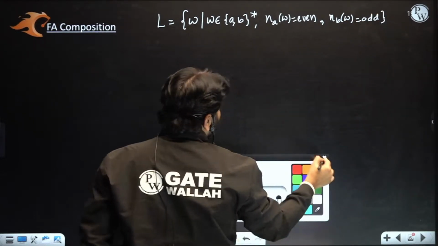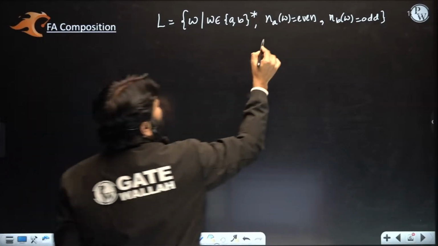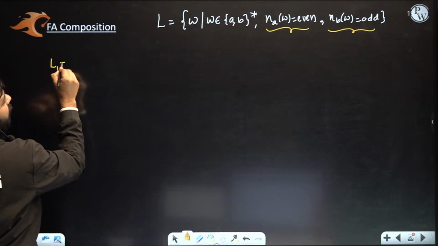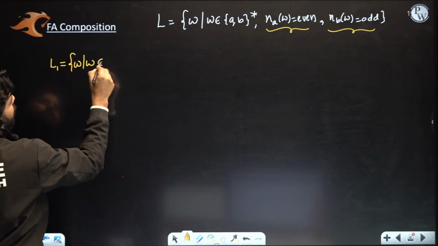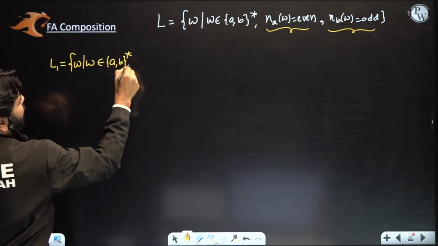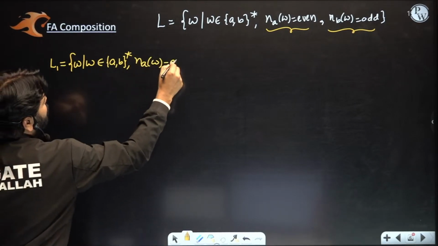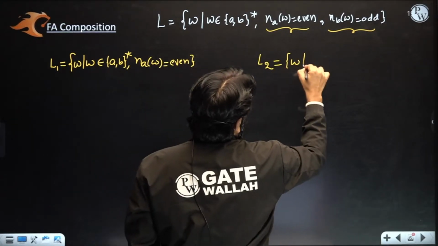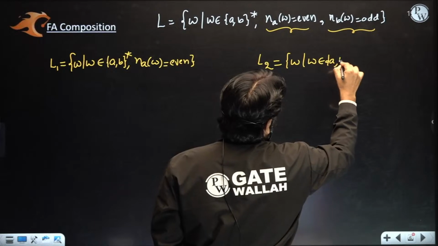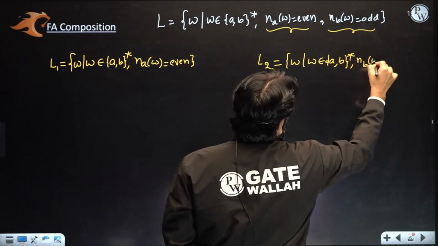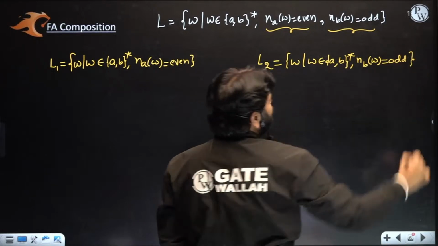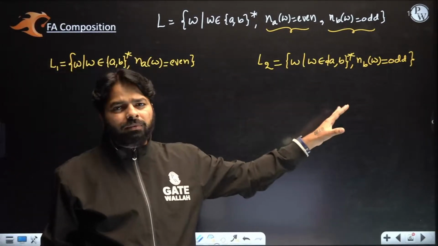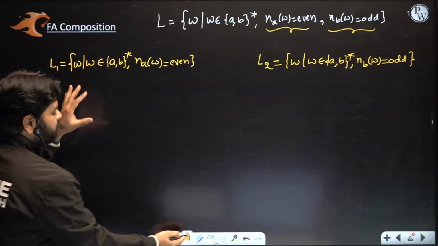Now what you are going to do is first divide into two problems. So you are going to design for L1 first, that L1 is W such that W belongs to (A, B) whole star, where the number of A's is even. First you will design for this, and L2 is the set of all strings over A's and B's where the number of B's is odd. That means it's just like a divide and conquer rule. You know, if you studied algorithms, divide and conquer, right? So you divide the problem into two subproblems, then combine later. So now solve this problem separately.